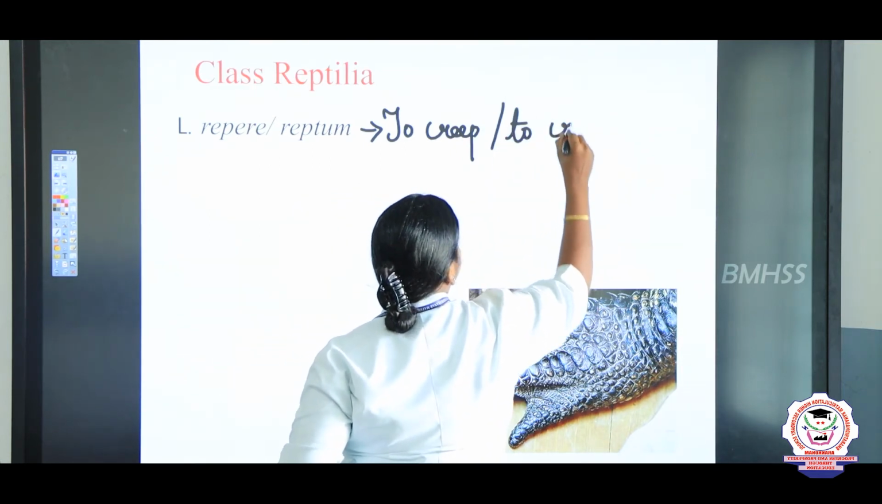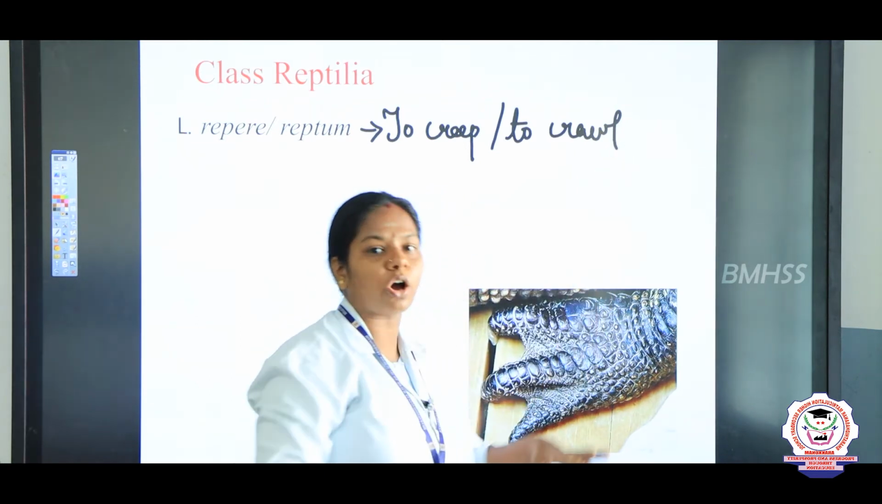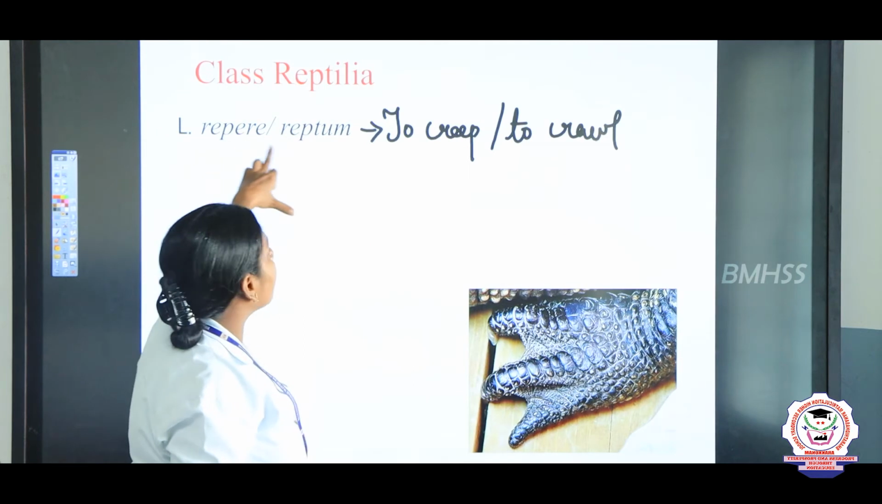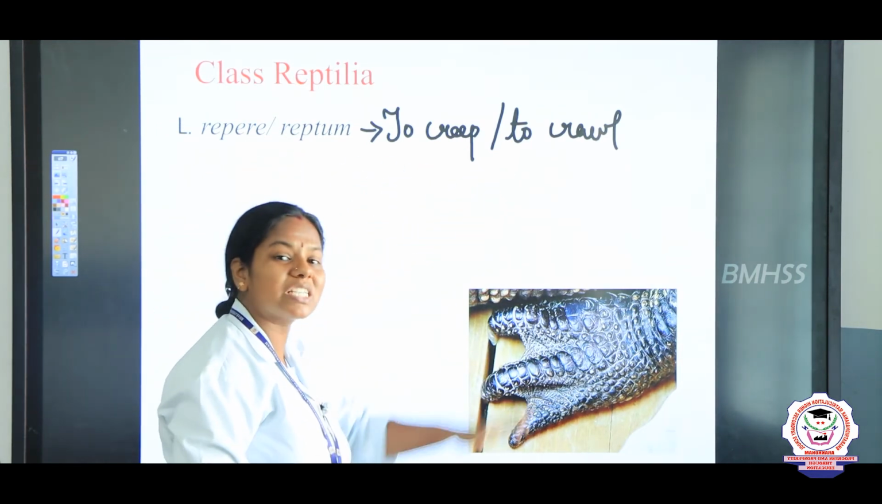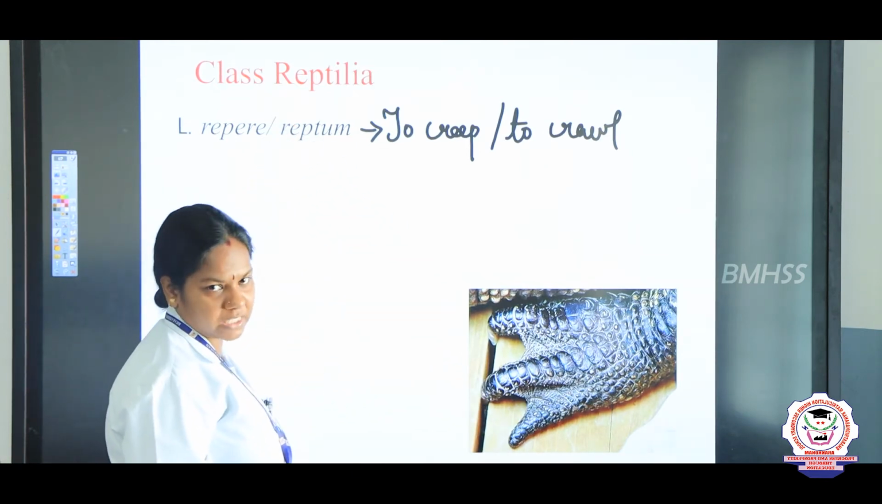Crawl means what? Have you seen a crocodile walking? How it walks? Like this, right? Crawling movements. So in Latin, repri or reptum means to creep or to crawl. So the organisms which creep on the land, we classify them under the class Reptilia.